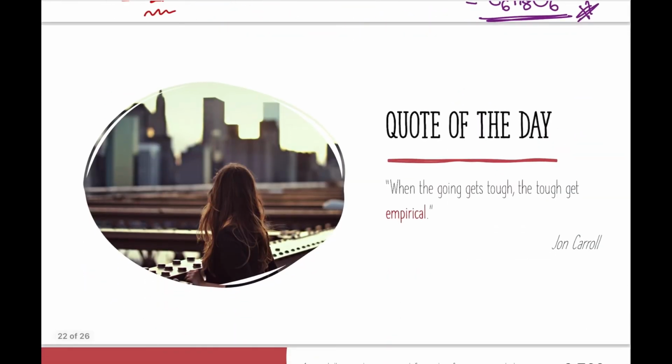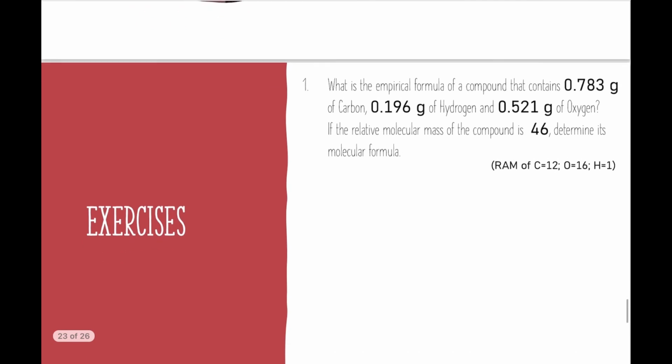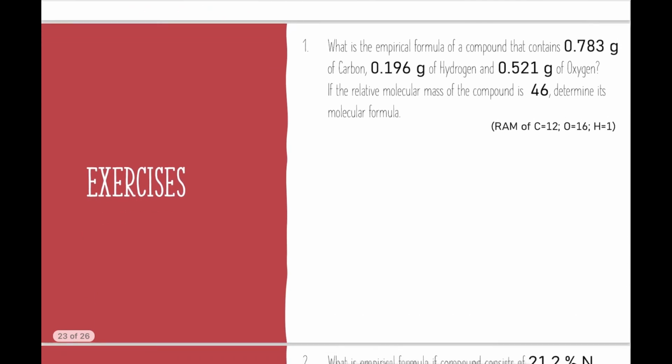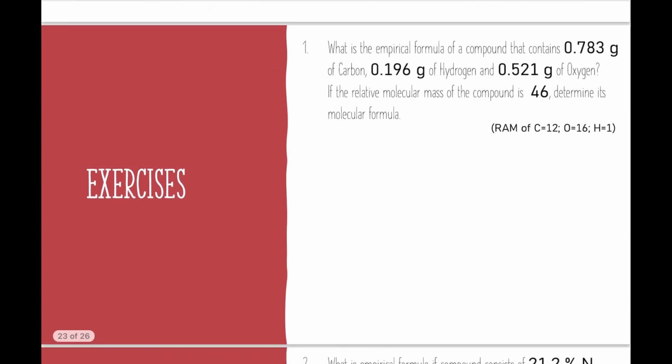Quote of the day: when the going gets tough, the tough get empirical, by John Carroll. Before we end the lesson today, let's try some exercises. You may pause the video and do the questions yourself first before looking at the answer. All the best!